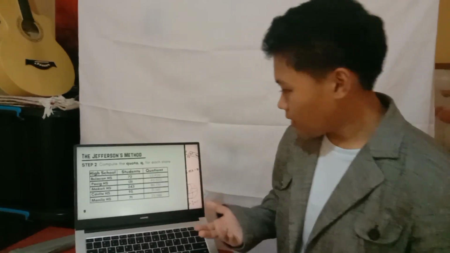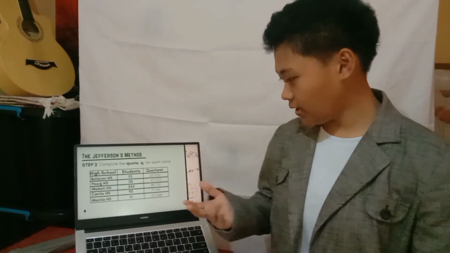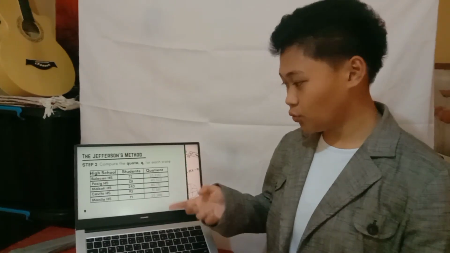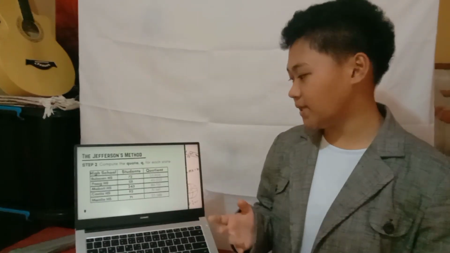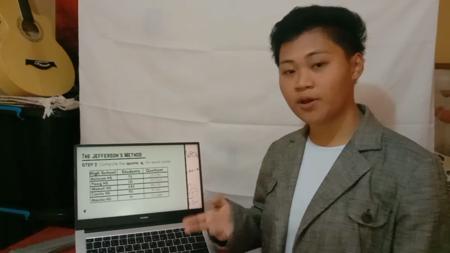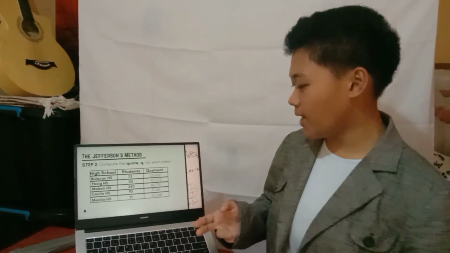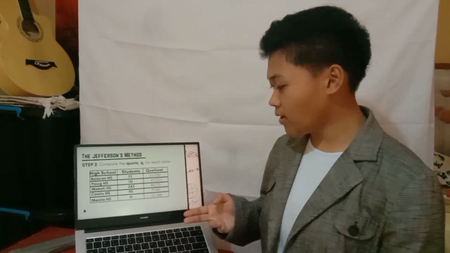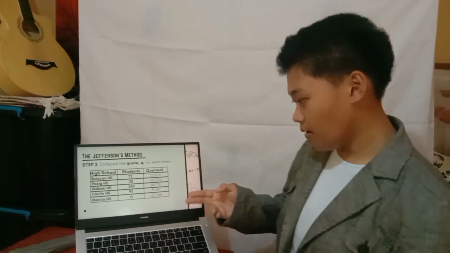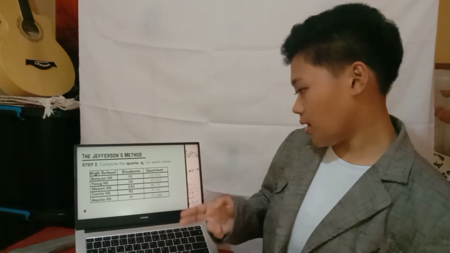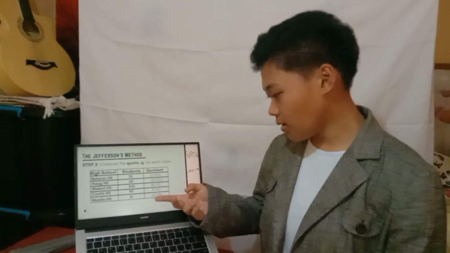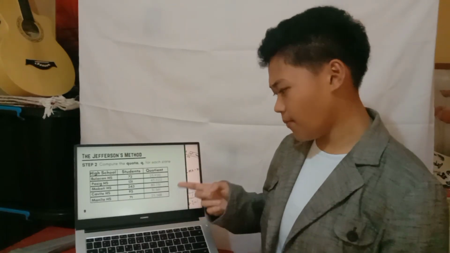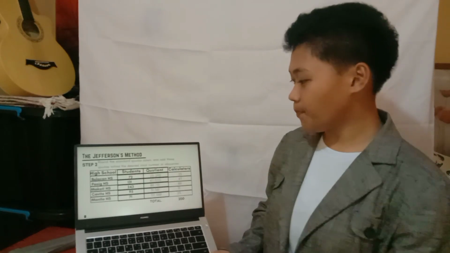So now Bulacan already has 23.920. Pasig has 43.522. Makati has 80.731. Cavite has 31.561. And Manila has 23.588. So again, let's move to step 3.